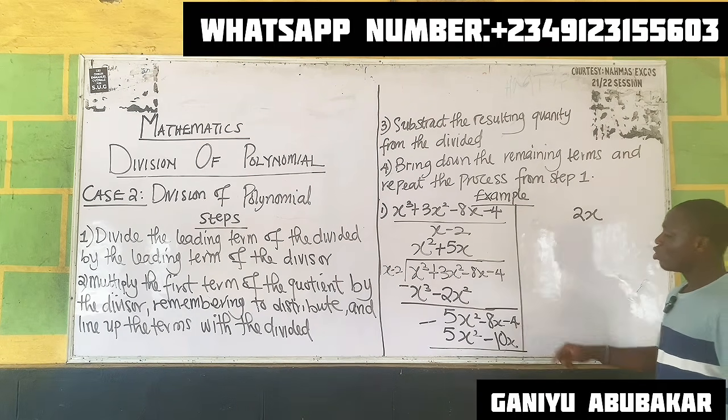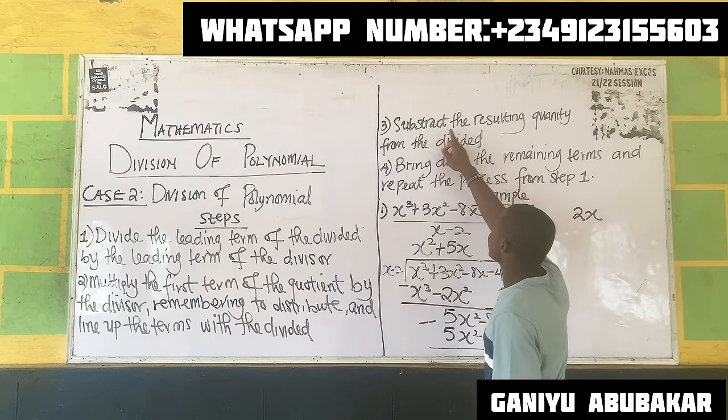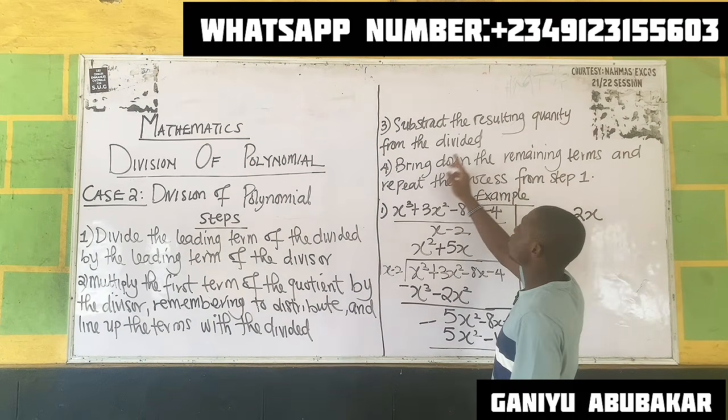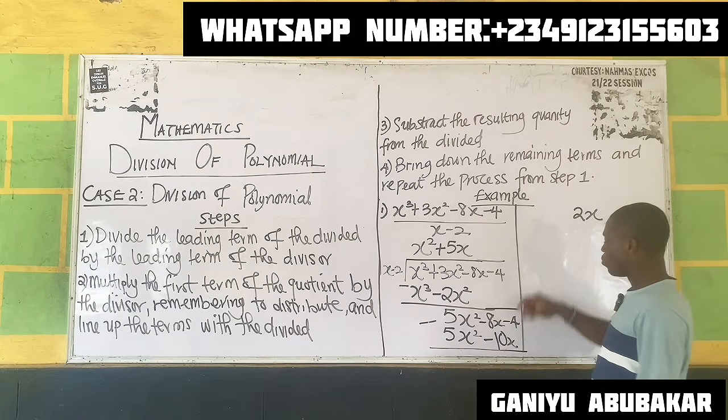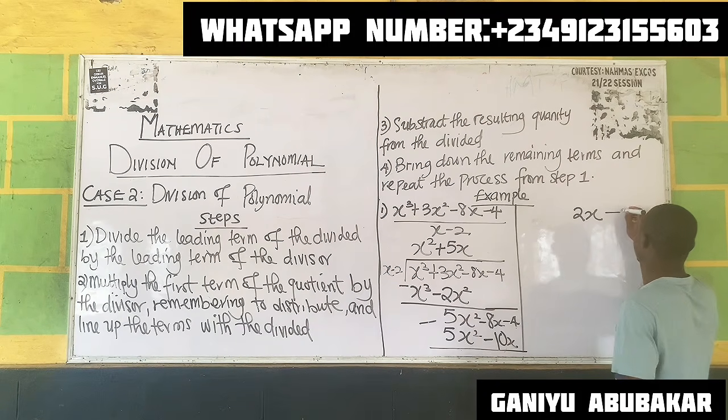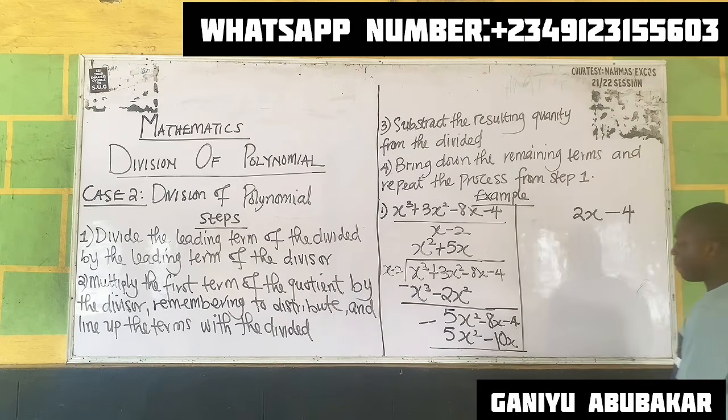Negative 4. We said that after subtracting the resulting quantity from the dividend, we bring down the remaining term, which is negative 4. Bring it down, negative 4. All right, we go again. So I have this stuff here.